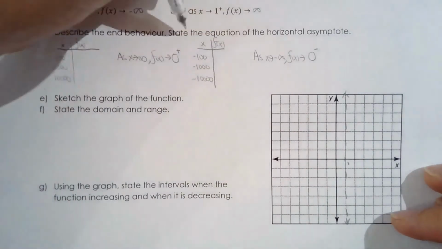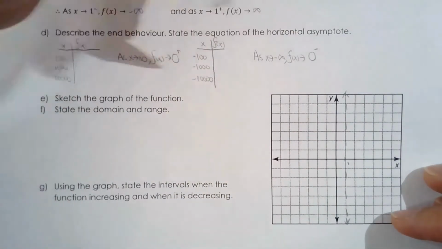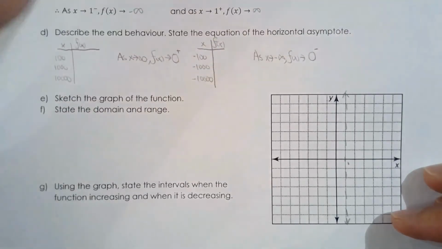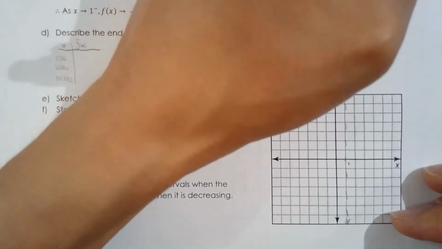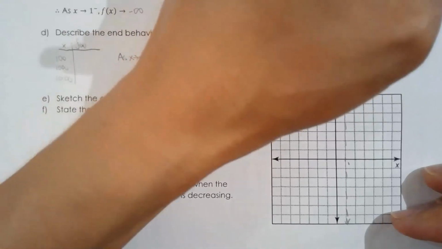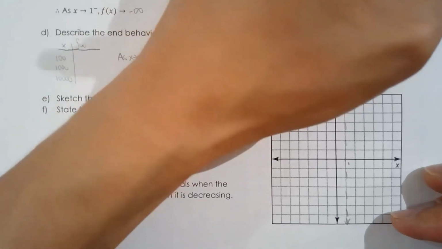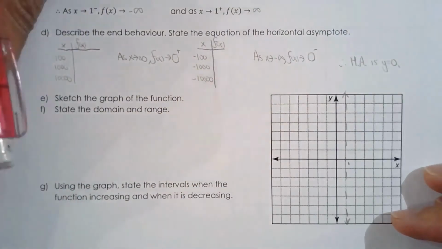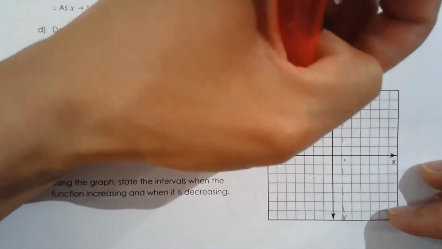Oh, I forgot, state the equation of the horizontal asymptote. It's approaching 0, approaching 0. Whether it's above or below doesn't matter. The fact remains the horizontal asymptote is y equals 0. Okay? So let's sketch in our asymptote.